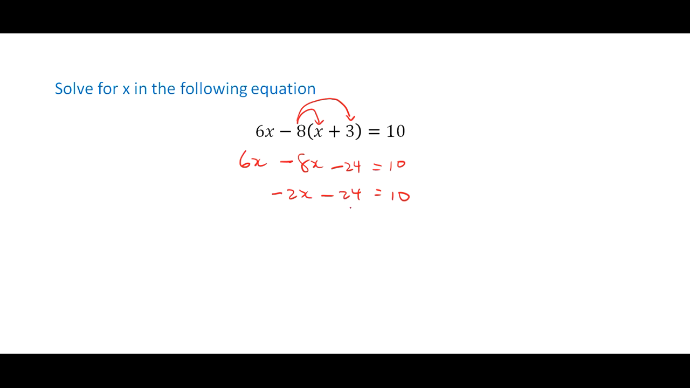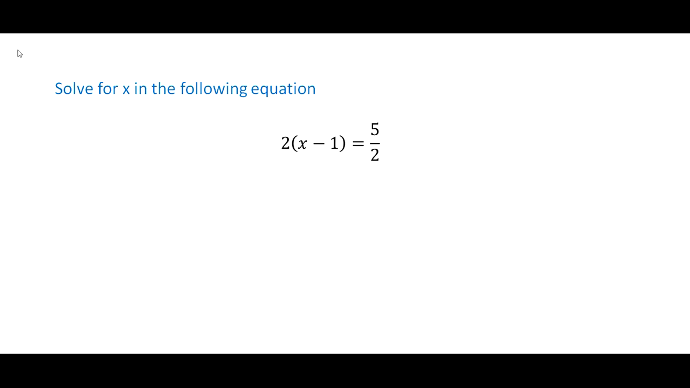In order to get rid of this minus 24, I need to add 24 to both sides. So we have minus 2x is equal to 10 plus 24. Therefore, minus 2x is equal to 34. And therefore, x becomes 34 over minus 2. So x is equal to minus 17. Okay.